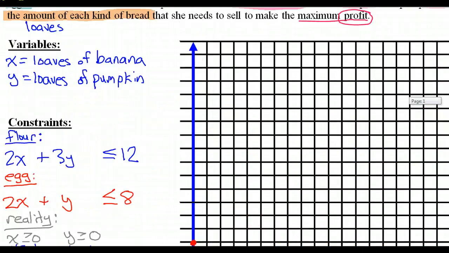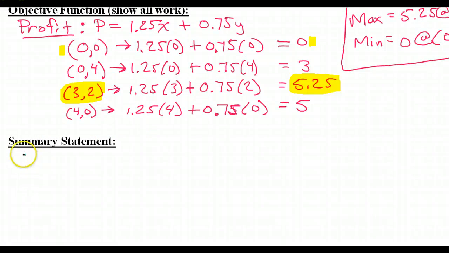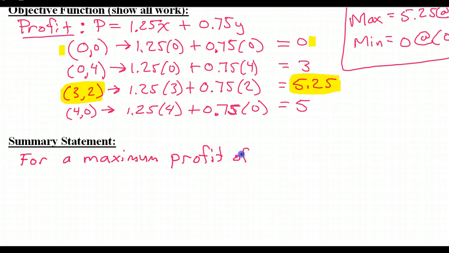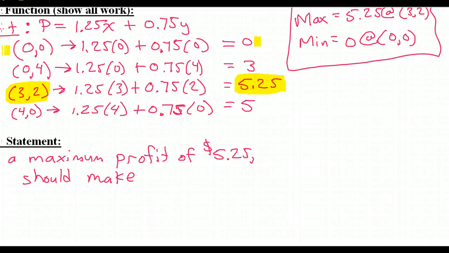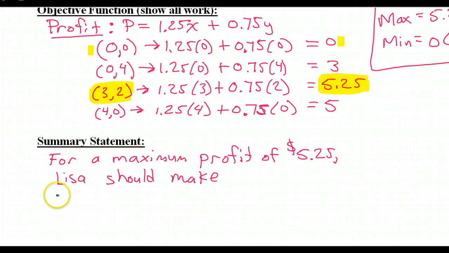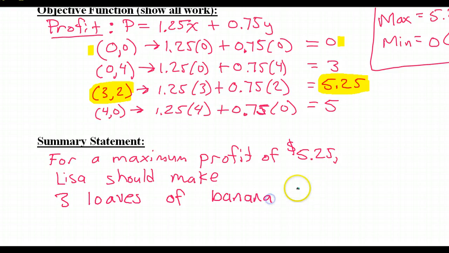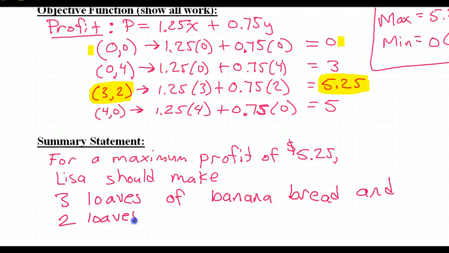Okay, and let's see. So person Lisa. I'm going to say for a maximum profit of $5.25, Lisa should make three loaves of banana bread and 2 loaves of pumpkin bread.